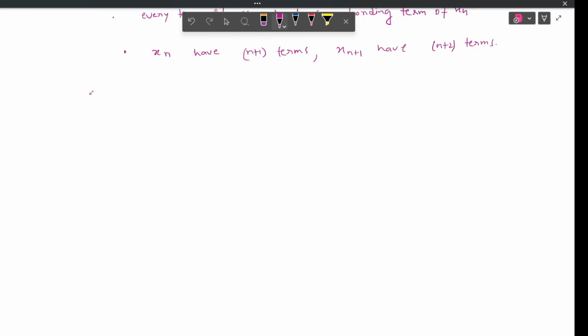So we can say that xn plus 1 is greater than or equal to xn for all n belongs to natural number, that is, the sequence xn is monotonic increasing, okay.